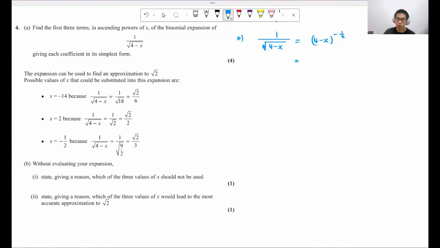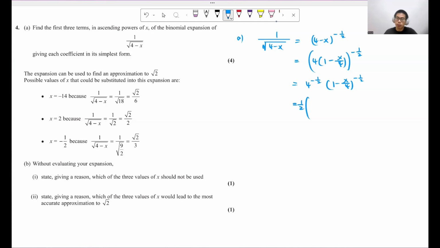So we need to factorize out that 4. If we factorize out 4, it's just 1 left, and then x will become x over 4, because if you factorize out something, it's the same as dividing. So 4 over 4 becomes 1, x over 4 is just x over 4. And then the power of -1/2 for all of them. So then 4 to the power -1/2, and then (1 minus x over 4) to the power -1/2. And then we know 4 to the power of 1/2 is 2, so the power -1/2 is equal to 1 over 2.